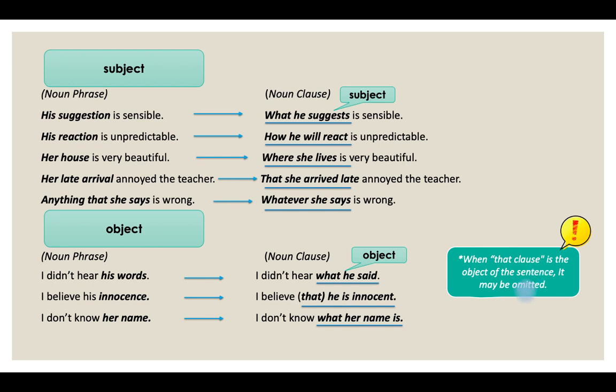And there is a little note here. When that clause is the object of the sentence, it may be omitted. Right? Like in this case, I believe that he is innocent, or I believe he is innocent. So when it is not the subject but the object, we can omit that.